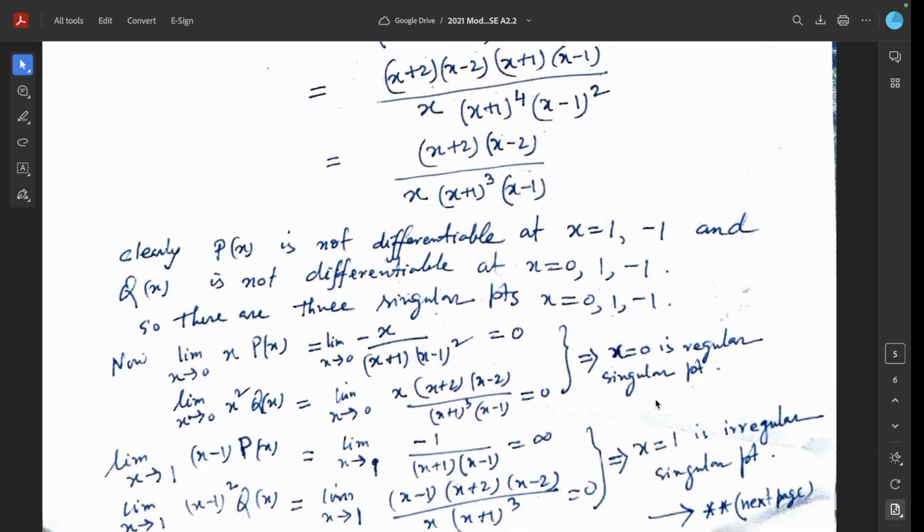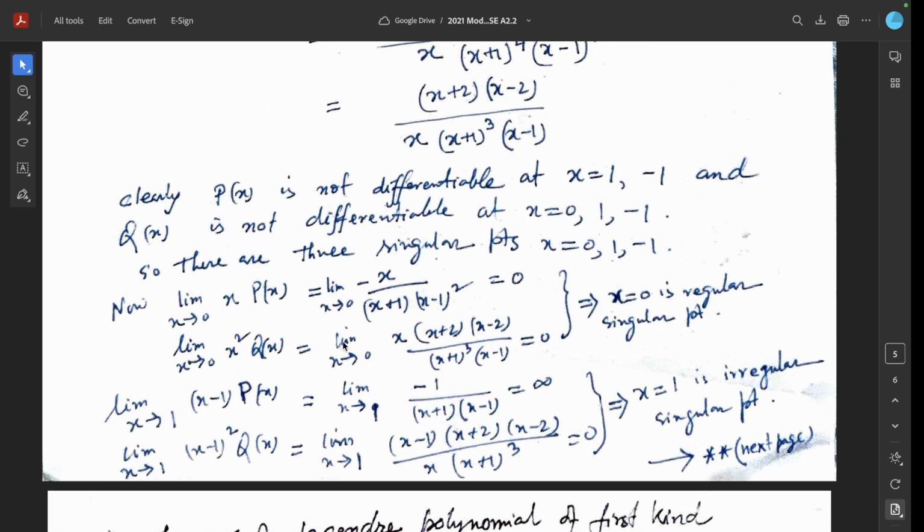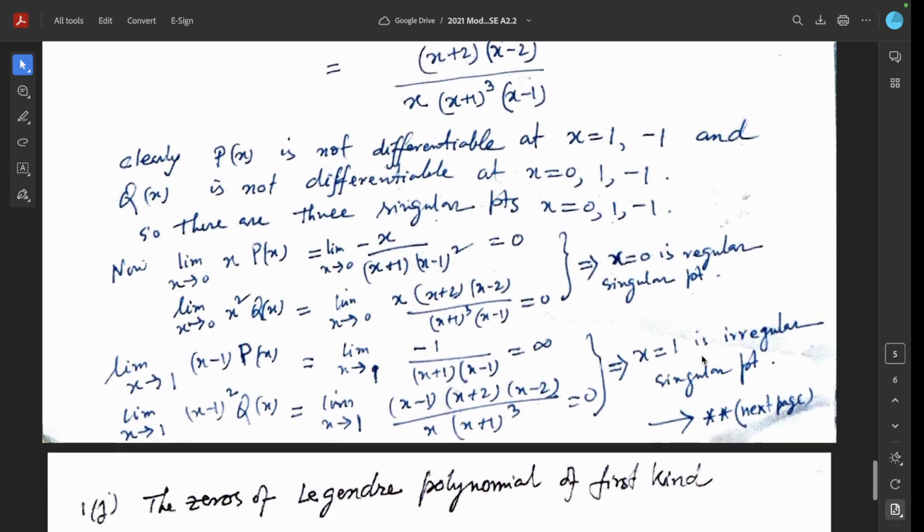Now we check whether these singular points are regular or irregular. For this, first we find the limit as x tends to 0 of x p(x). So we get this equal to 0, and the limit as x tends to 0 of x^2 q(x) is equal to 0. So both limits exist finitely, and so x equal to 0 is a regular singular point.